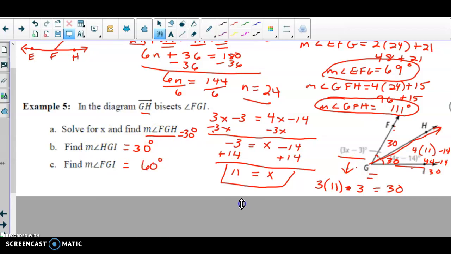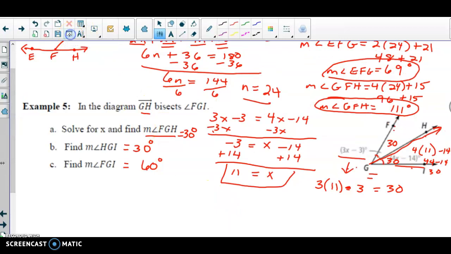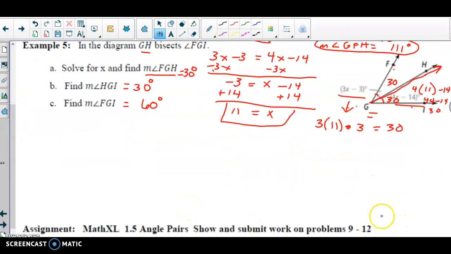All right, that's the end of your notes, and you have an assignment that is on Math Excel. You're going to have some work to show on problems 9 through 12. So that means 9, 10, 11, and 12. All right, get to work.